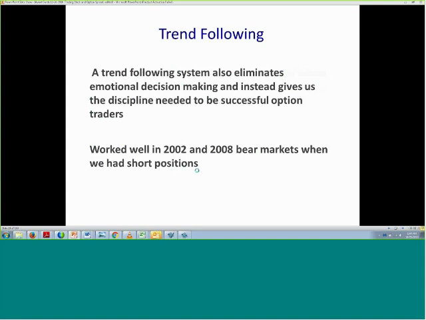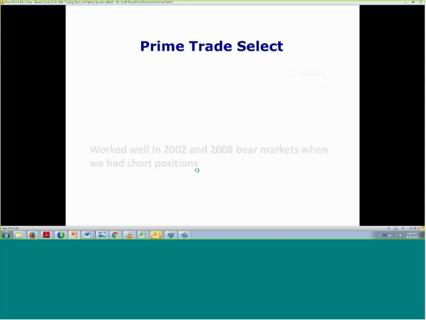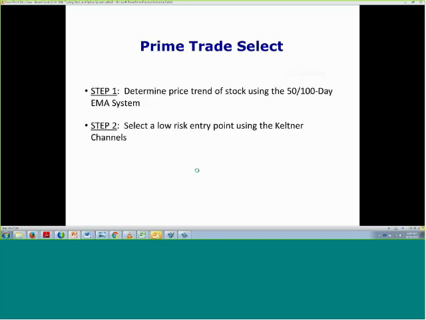And our trend following trade selection process works both in bull and bear markets. And during the 2002 and 2008 bear markets, we were heavily short equities and commodities and currencies. So the trend following works both ways, and we used it in 2002 and 2008 successfully when we were heavily short. So let's look at the two rules we use to select directional stock trades.